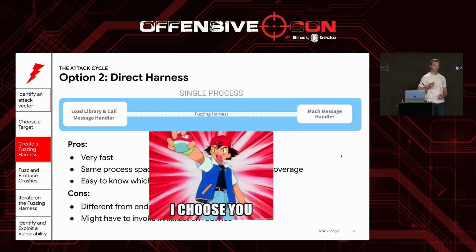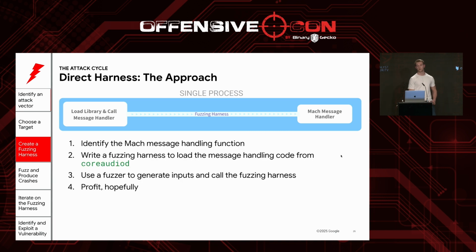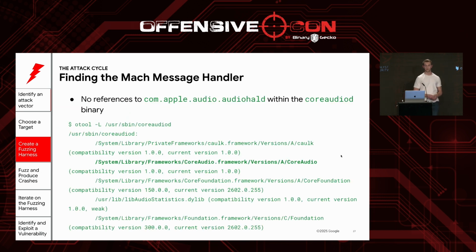So I ended up choosing the second option here, the direct harness, mostly because of it being in the same process space and being so much faster. The approach here would be to first identify the Mach message handling function in the CoreAudio daemon service, write a fuzzing harness to load the message handling code from CoreAudio, use a fuzzer to generate inputs and call the fuzzing harness, and hopefully we'd profit from that and get some interesting crashes.